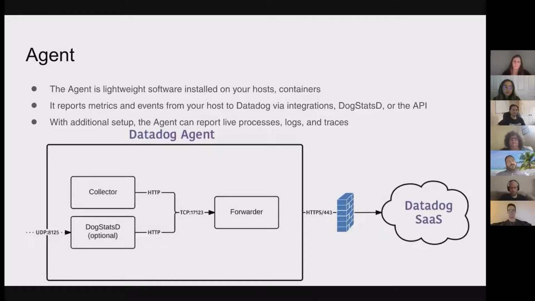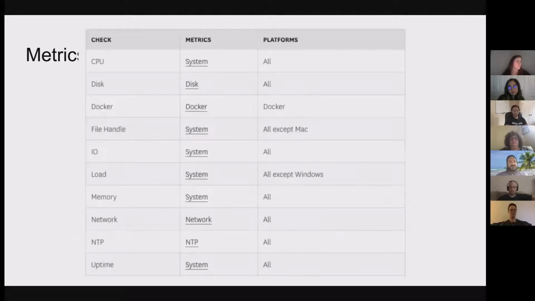So picture UDP packets coming off of your hosts and then translating to the HTTP protocol over TCP, forwarding to their secure servers. Datadog collects about 17 billion data points a day from, I think, 10 to 20,000 different customers. And it's aggregating all that information and presenting it to you in dashboards. But none of this is possible unless you have an agent installed. Let me talk to you about the agent that I set up for the AWS services next.